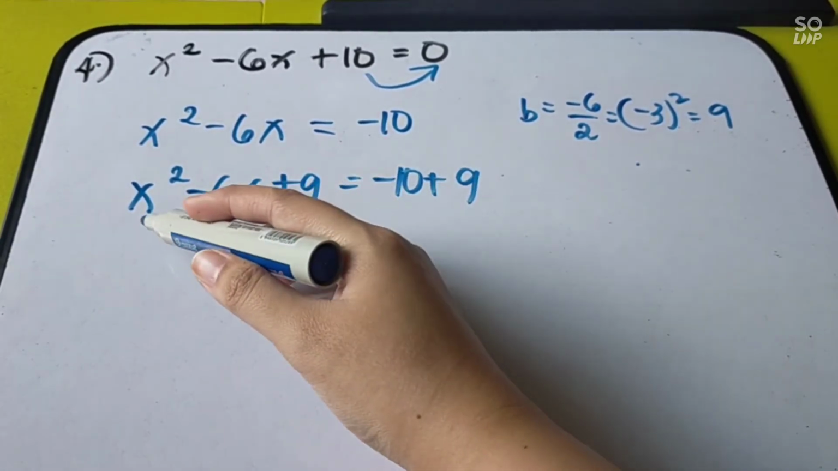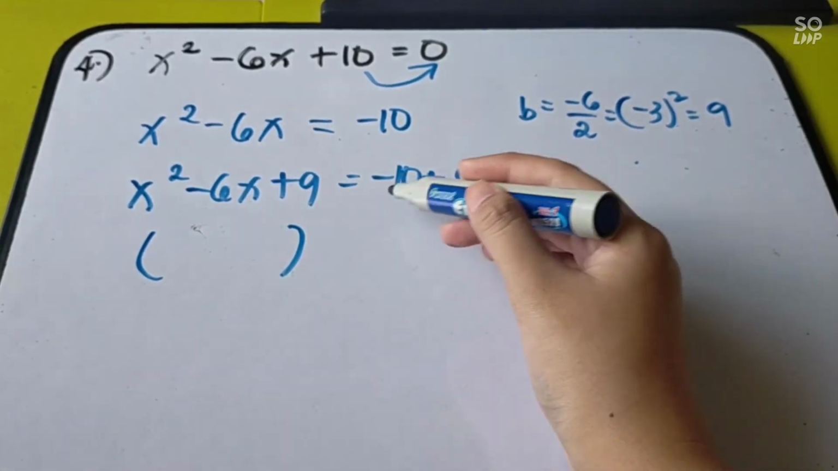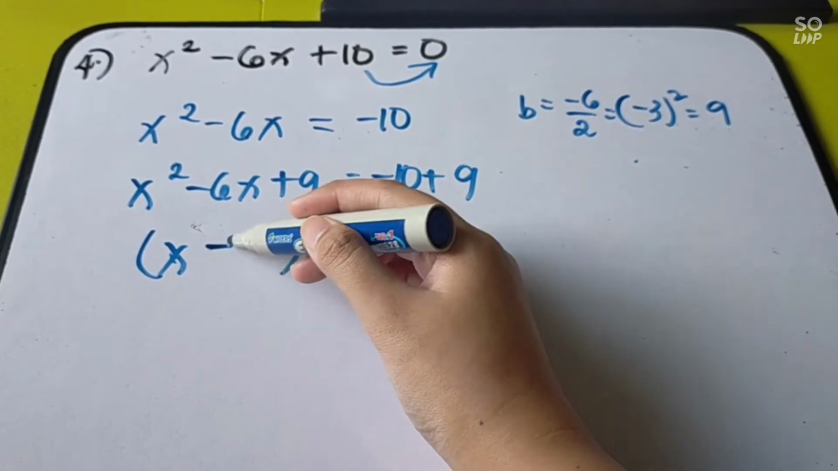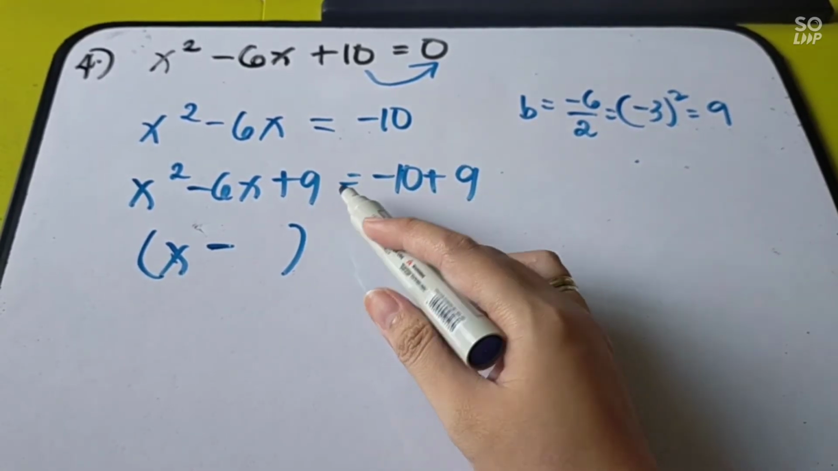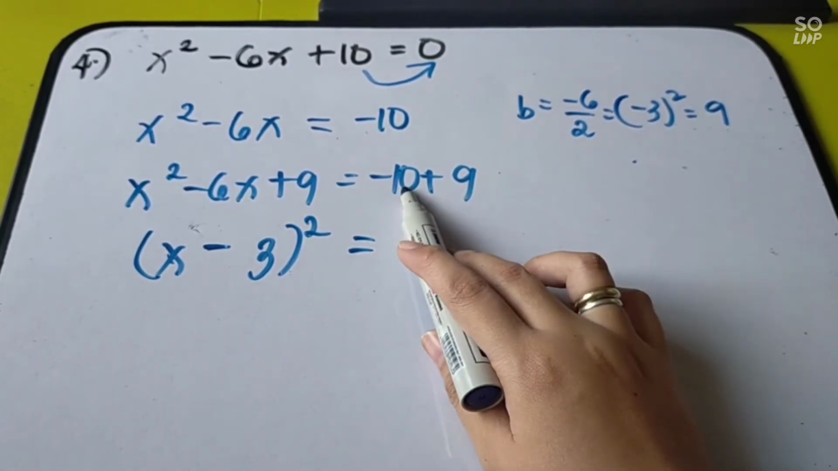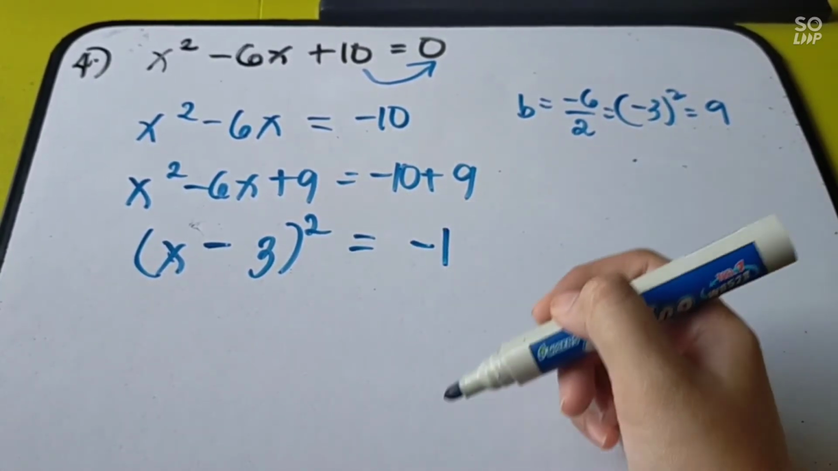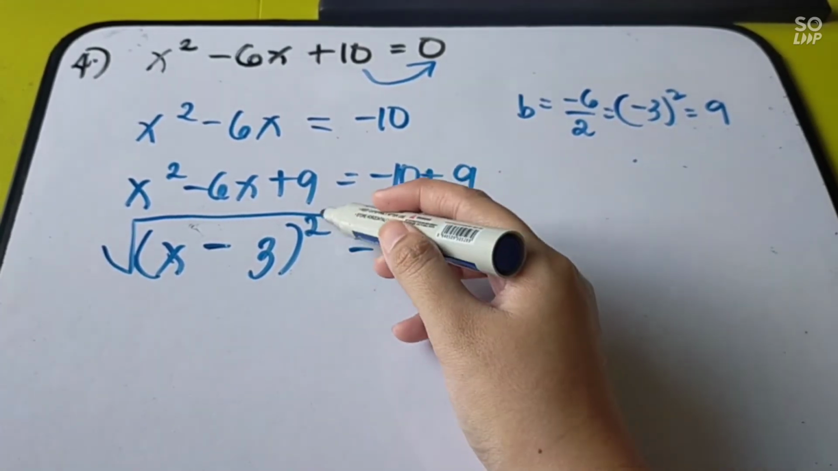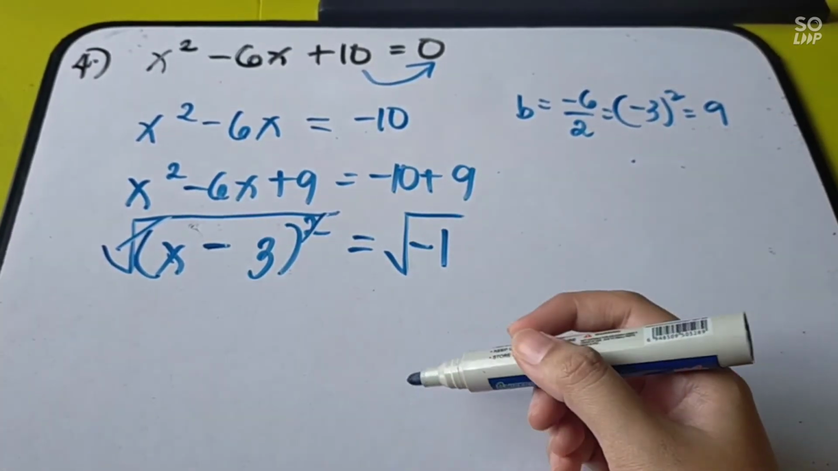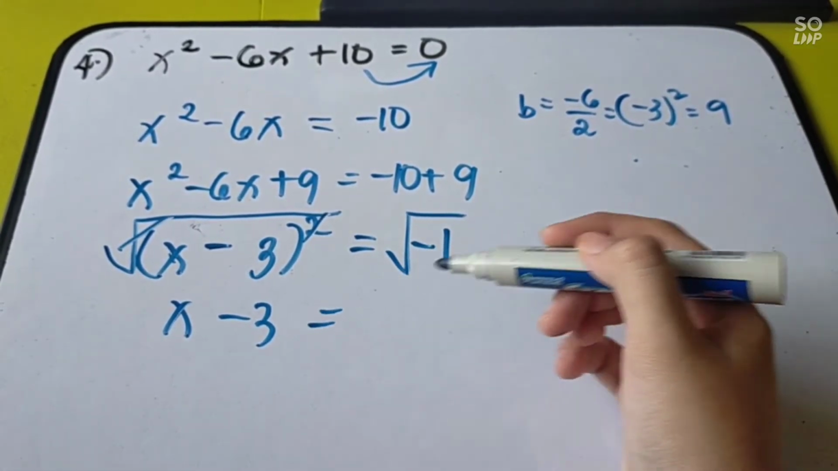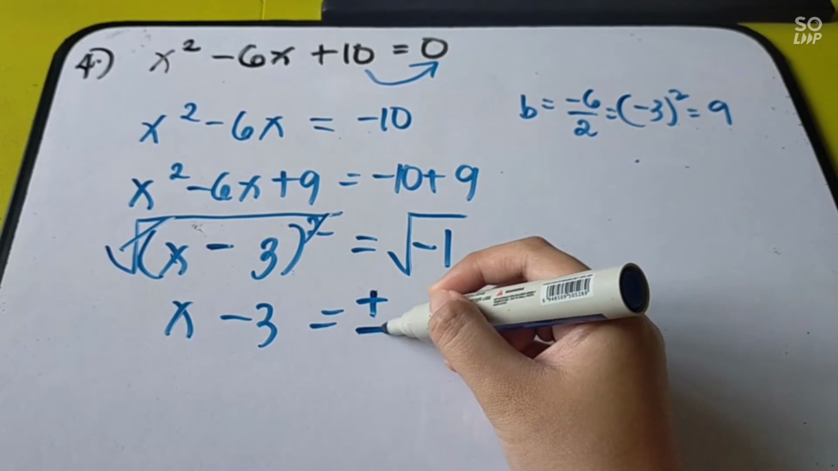Then, simplify, factor muna, then simplify ito. We have here x, then since negative ito, minus the square root of 9 is 3 squared is equal to negative 10 plus 9, the answer is negative 1. The next one, square root both sides. Cancel square, then square root. Then, just copy x minus 3 is equal to positive and negative.